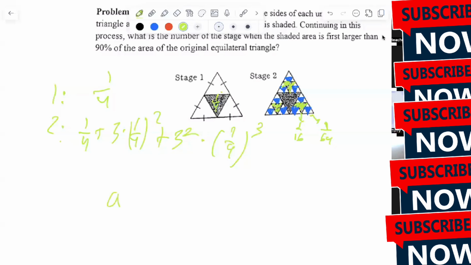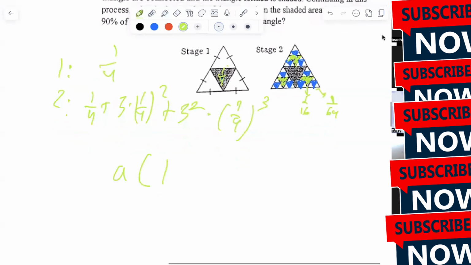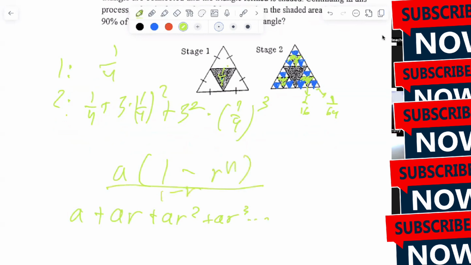The sum of a geometric series with A as the starting term, where every time you multiply by R, has the sum formula A times 1 minus R to the n, divided by 1 minus R. We want to make it so that it's greater than 0.9. Of course, this is super hard to get, and honestly, I did it ahead of time and calculated what n would be.